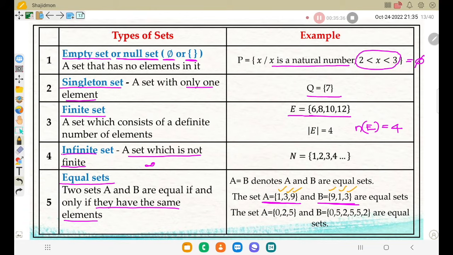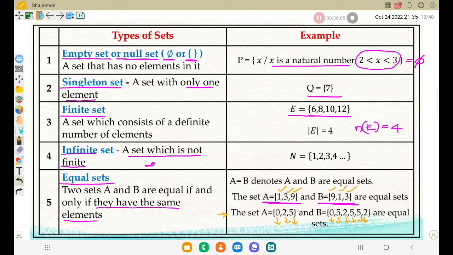Now we can see another example. Set A = {0, 2, 5} and B = {0, 2, 5, 2, 5, 5} are equal sets. Why? Because 0 is in both. Correct? 2 is also in both, but it comes 2 times. No problem, it is still an equal set. 5 is there, but here it comes 3 times. But no problem. These two sets are equal because they have the same elements.